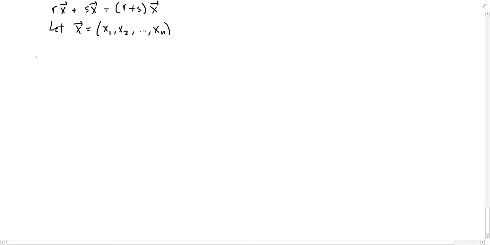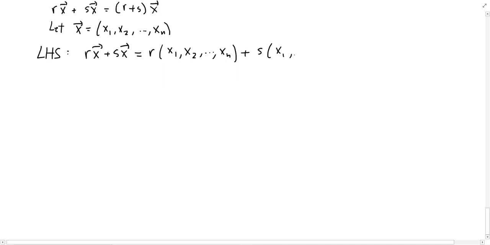I'm going to start with the left-hand side, which is R vector x plus S vector x. What I'm going to do is replace vector x with a list of numbers, so vector x becomes x1, x2 to xn, for both of them. Now why do I want to do that? Well, because if I have a vector, I really don't know how to deal with it. And we don't have properties about vectors yet. That's what we're trying to prove.